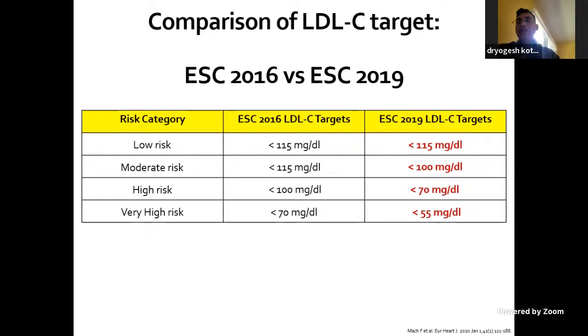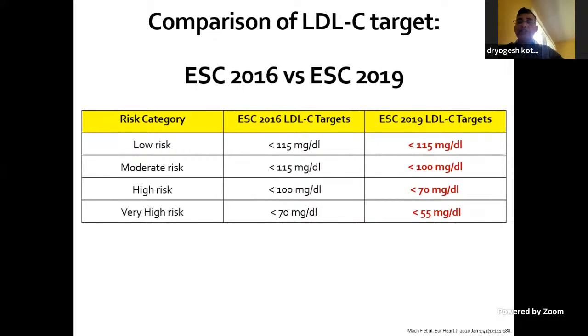So this is the guideline. If you look at the European Society of Cardiology guideline of 2016 versus the European Society of Cardiology guideline of 2019. In the low risk category of patients, the previous target was 115, which is unchanged. When it comes to moderate risk patients, in 2016 the LDL target was 115, whereas in 2019 it is 100. And in high risk patients, which was 100, it is now 70.